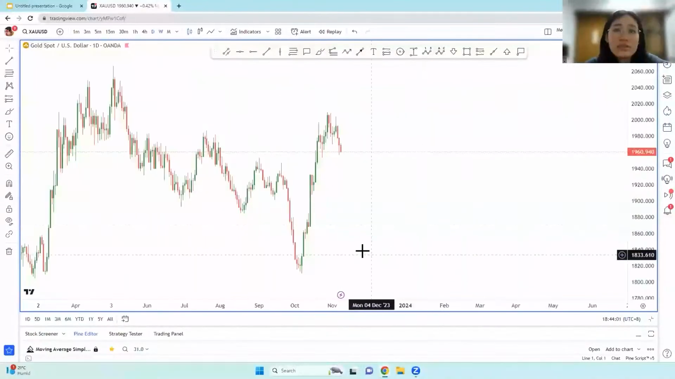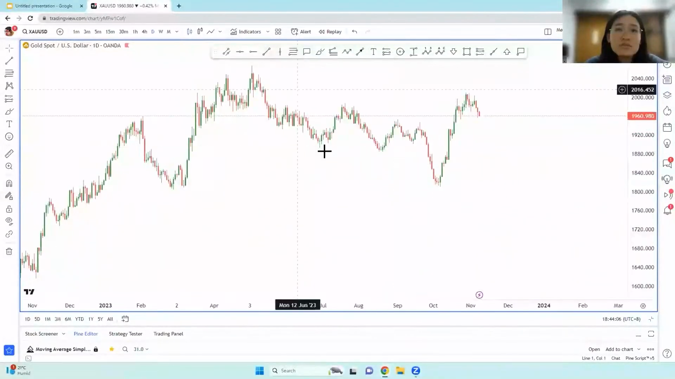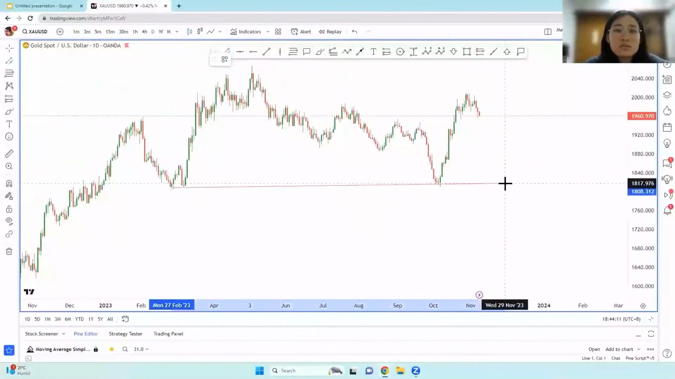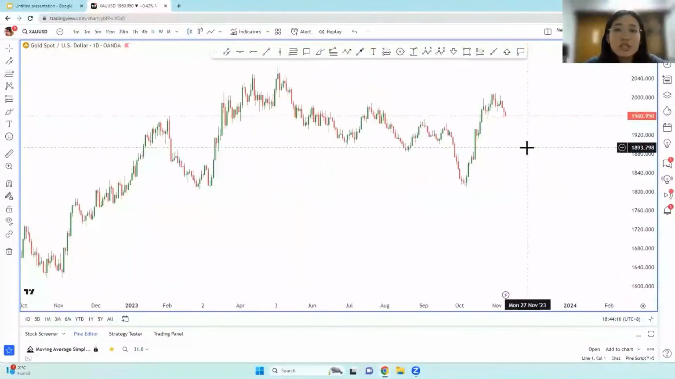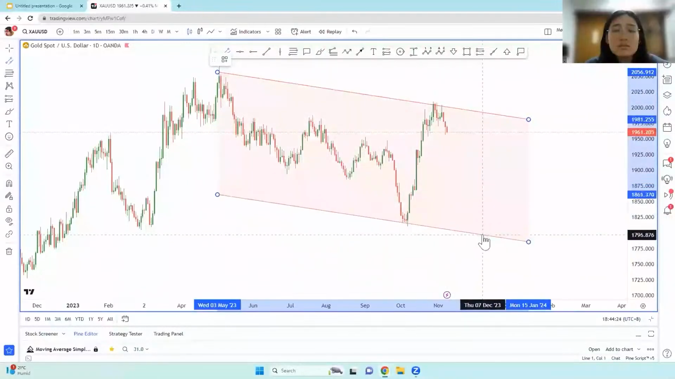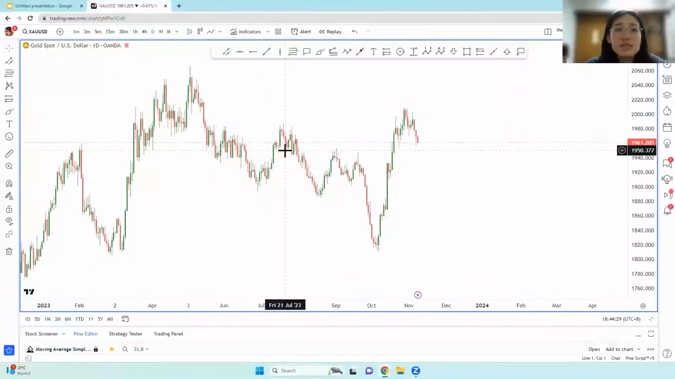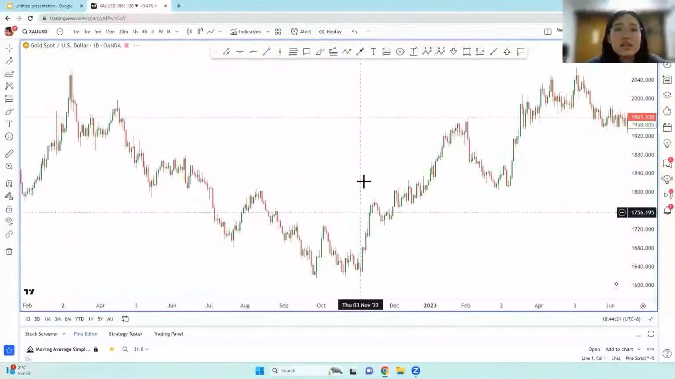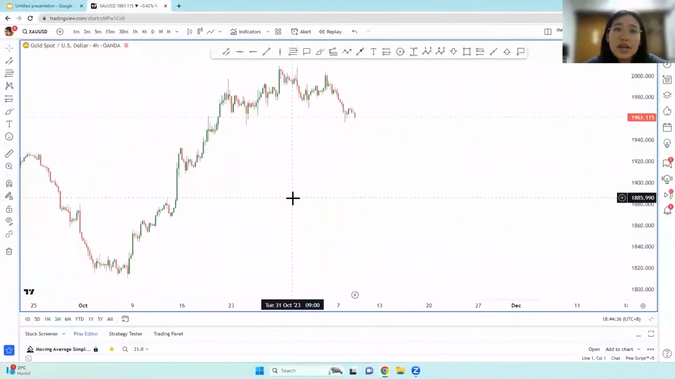If we look at our daily time frame, we don't have any trend lines or trend channels, but we can see price definitely moving slightly in a downtrend. Okay, let's look at our 4-hour time frame.